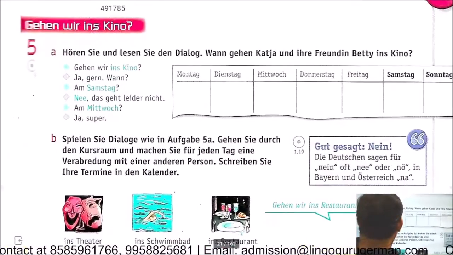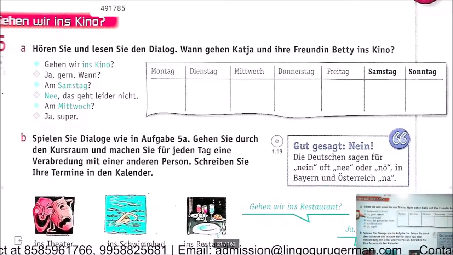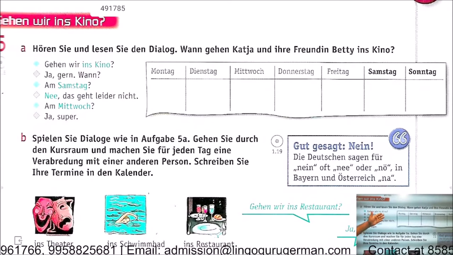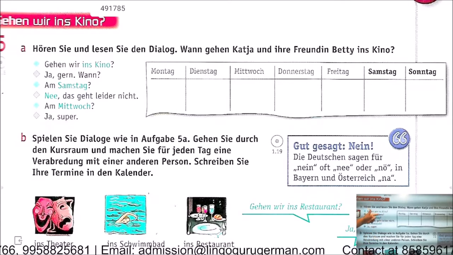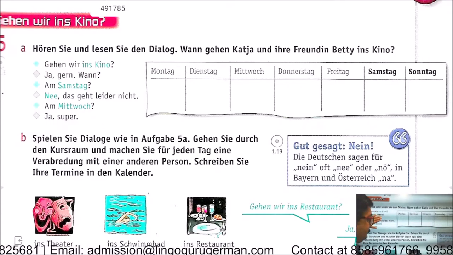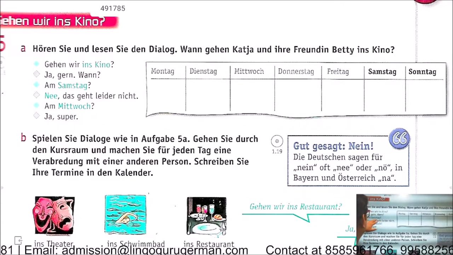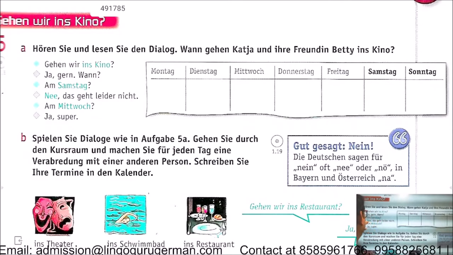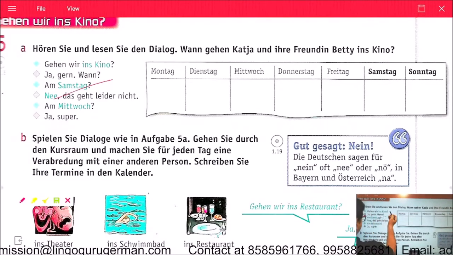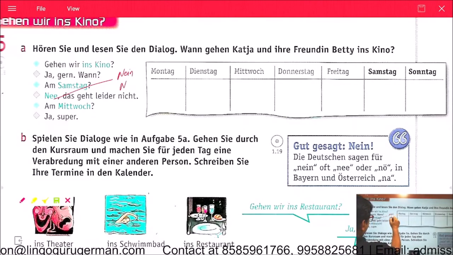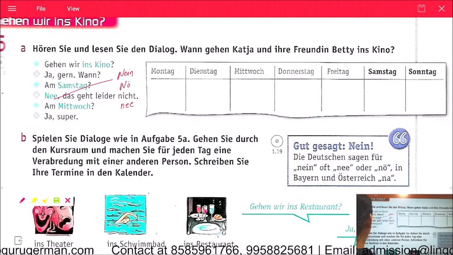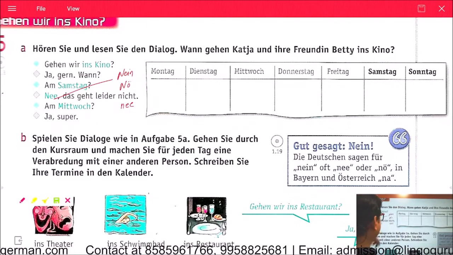Right. Here we have the use of these weekdays. Gehen wir ins Kino? Do we go to cinema? Ja, gern. When are we going? That is called sich verabreden, when you are fixing up appointments or meetings. When are we going? Am Samstag. On Saturday? Nee. Nee is referring to no. It's another way. You see Germans using nein, or nee, a different way to pronounce it. Nee. Das geht leider nicht.